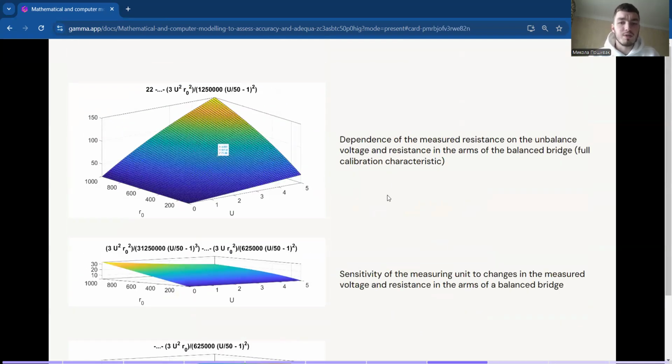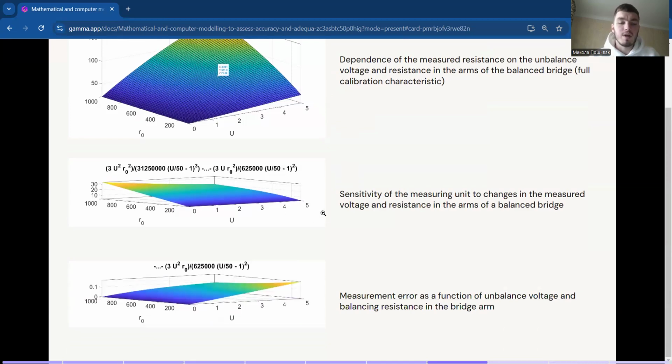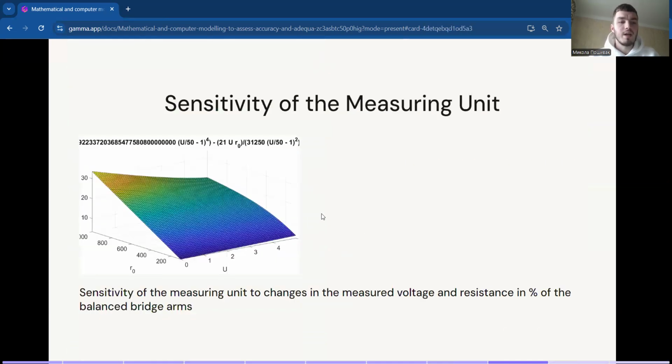dependence of the measured resistance on the unbalanced voltage and resistance in the arm of the balanced bridge, full calibration characteristic. On the second figure, we can see sensitivity of the measuring unit to changes in the measured voltage and resistance in the arm of the balanced bridge. And on the first figure, we can see measurement error as a function of unbalanced voltage and balanced resistance in the bridge arm. Sensitivity of the measuring unit to change in the measured voltage and resistance in percentage of the balanced bridge arms.